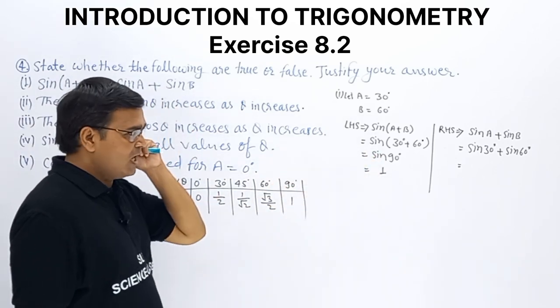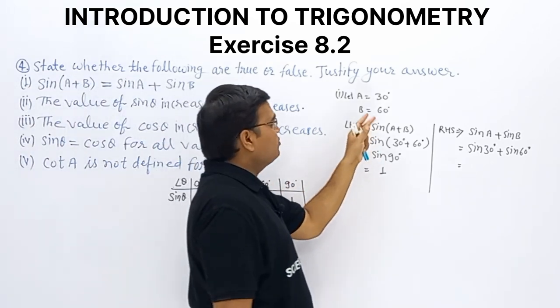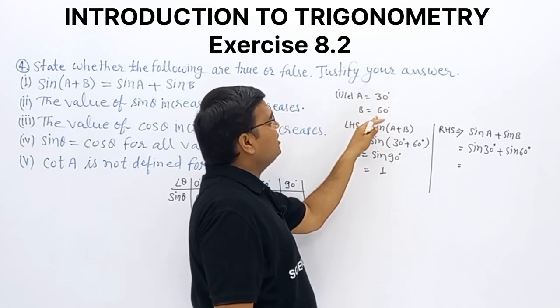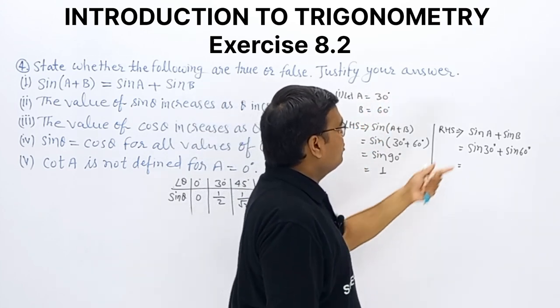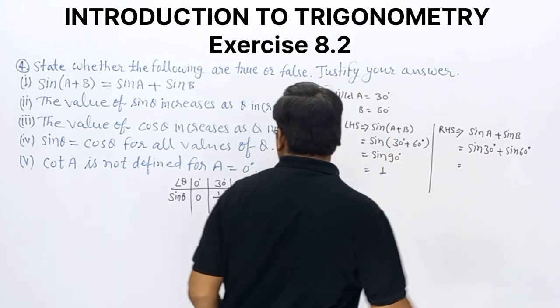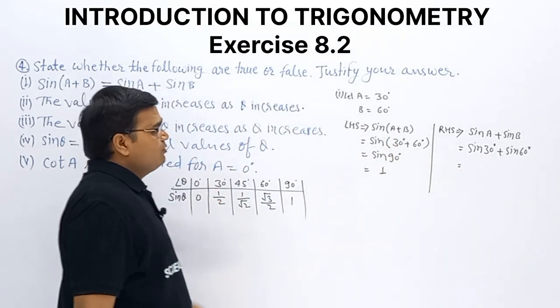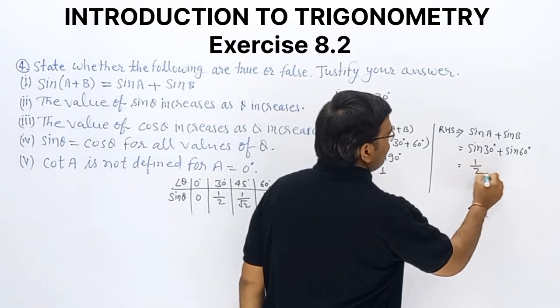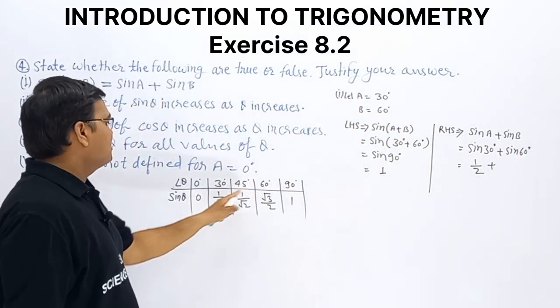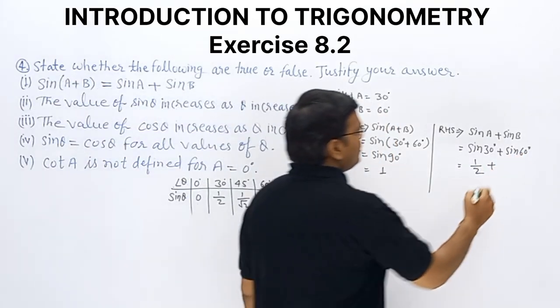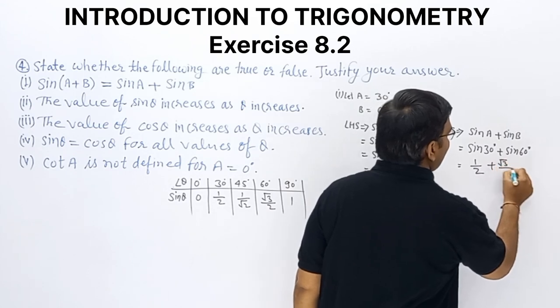So we are having the left hand side. Once we put 30 degree as A and 60 degree as B, we are getting 1 on the left hand side. But what about the right hand side? What is the value of sine 30 degree? 1 by 2. Sine 30 will be 1 by 2 plus sine 60 degree. What will be the value of sine 60 degree? Square root of 3 by 2.